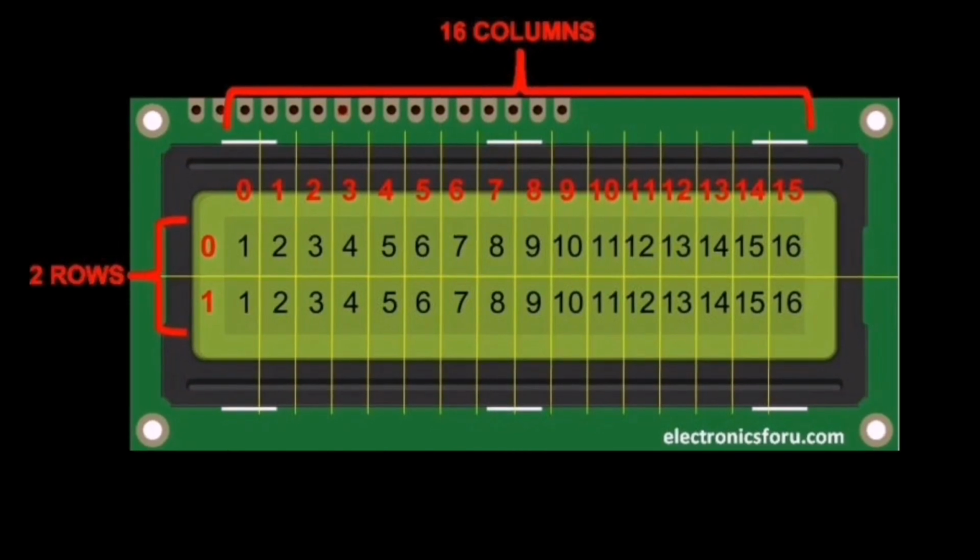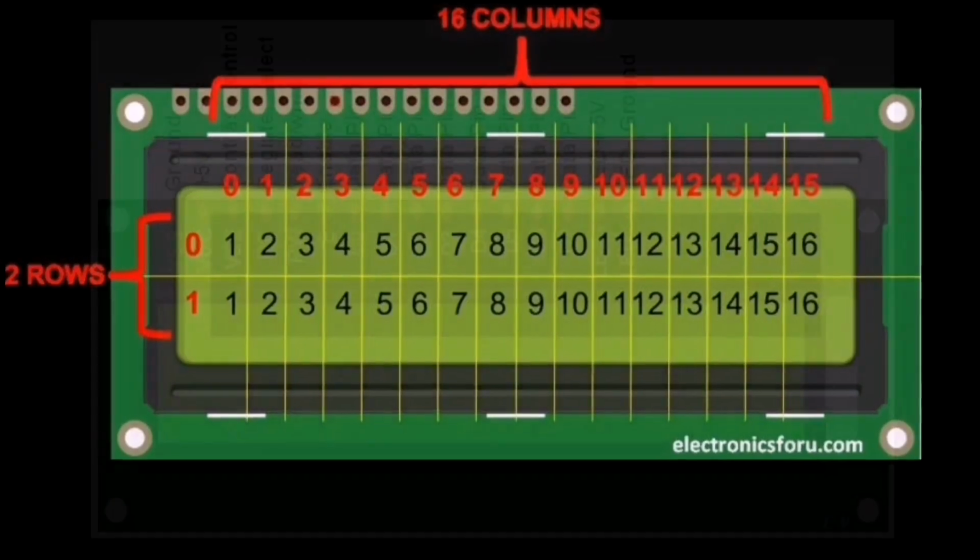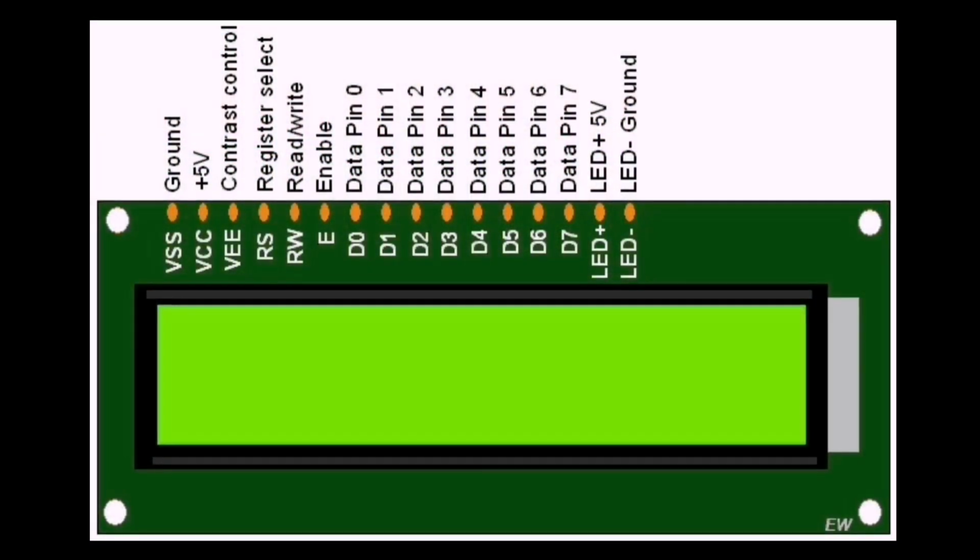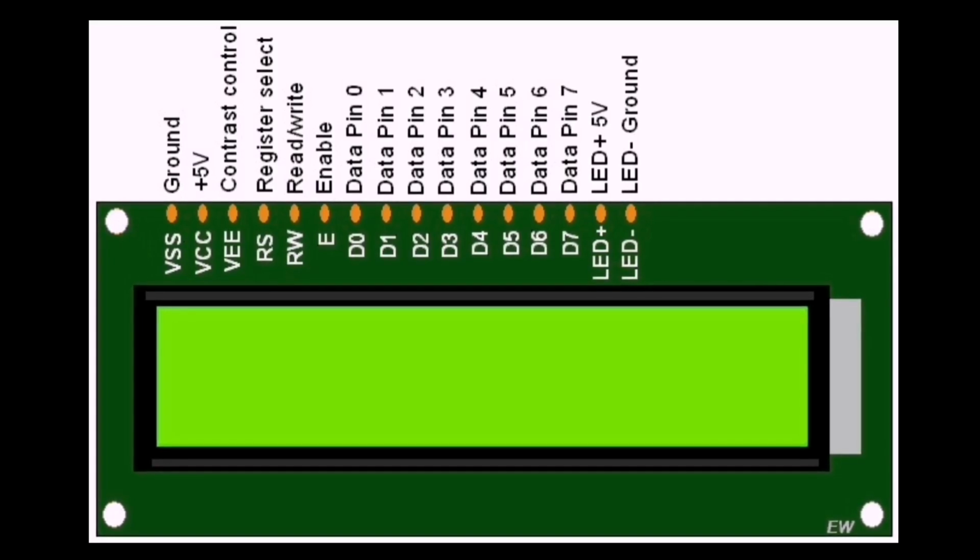So, here you can see an image of LCD display. There are 2 rows and 16 columns which forms a matrix of total 32 elements. That's why we can print up to 32 characters at a time. In the next image, you can see the pin layout of LCD display.